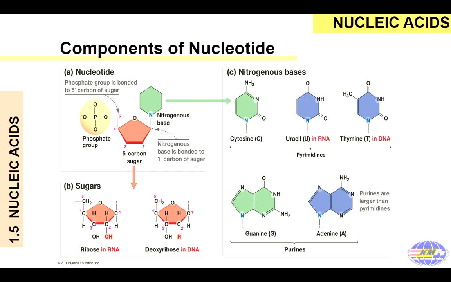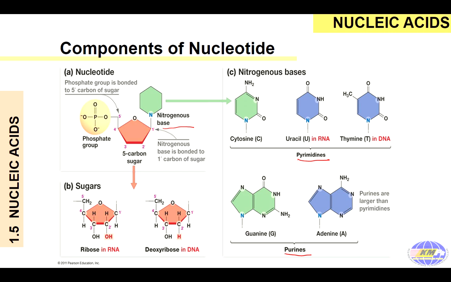A nitrogenous base is a base with a ring structure containing nitrogen. In DNA, there are 4 different bases: adenine, guanine, cytosine, and thymine. Adenine and guanine are purines, and the other two, cytosine and thymine, are pyrimidines. RNA contains the 4 bases adenine, guanine, cytosine, and uracil in place of thymine.